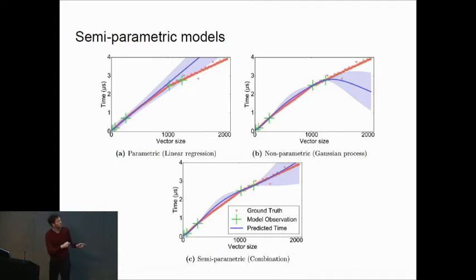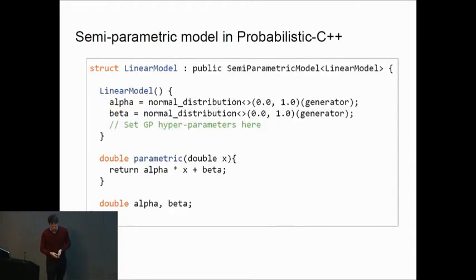And what we have at the bottom here is a semi-parametric model. If you're familiar with Gaussian processes, this is a Gaussian process with a linear mean function. All we're doing is having our linear model as before and interpolating between the model and the observed points with a Gaussian process. So we still have a GP, but we just have some more things on top. This is how I express this model in Probabilistic-C++.